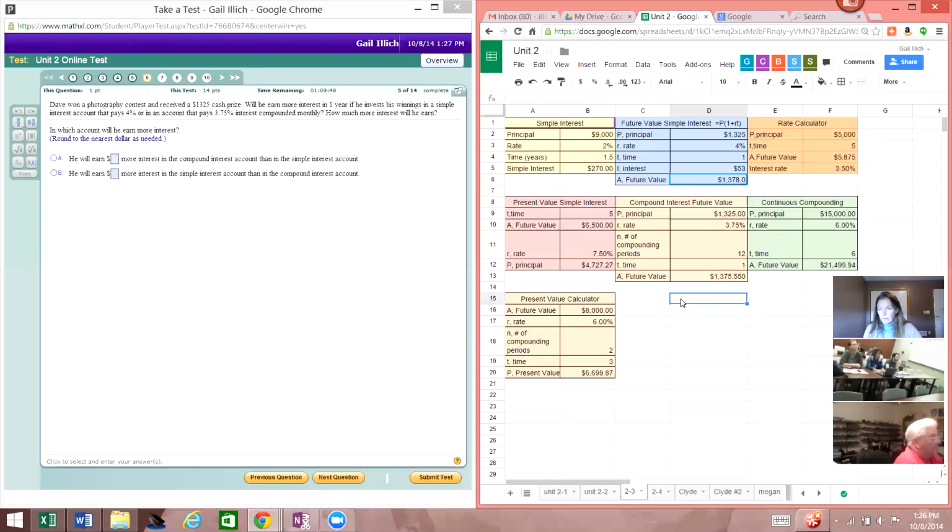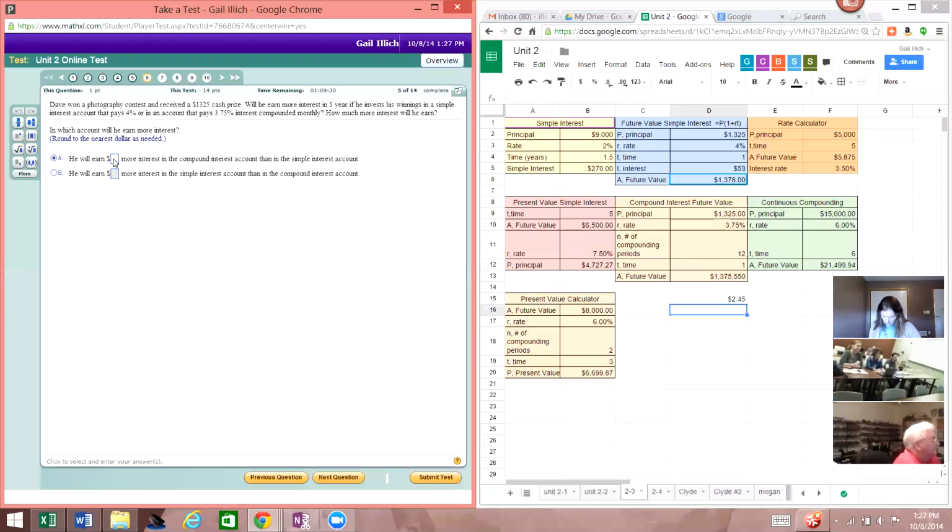Yeah. So I'm going to do equals this one minus the future value, this one, and hit enter. So $2.45 with simple interest. Okay? No. No? Didn't you put that wrong? Yeah, you're right.